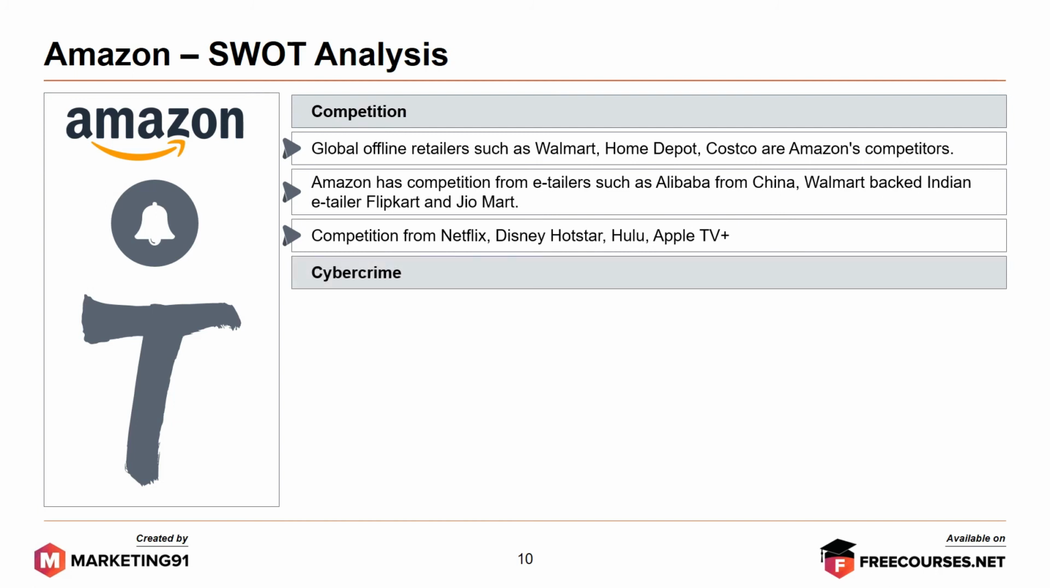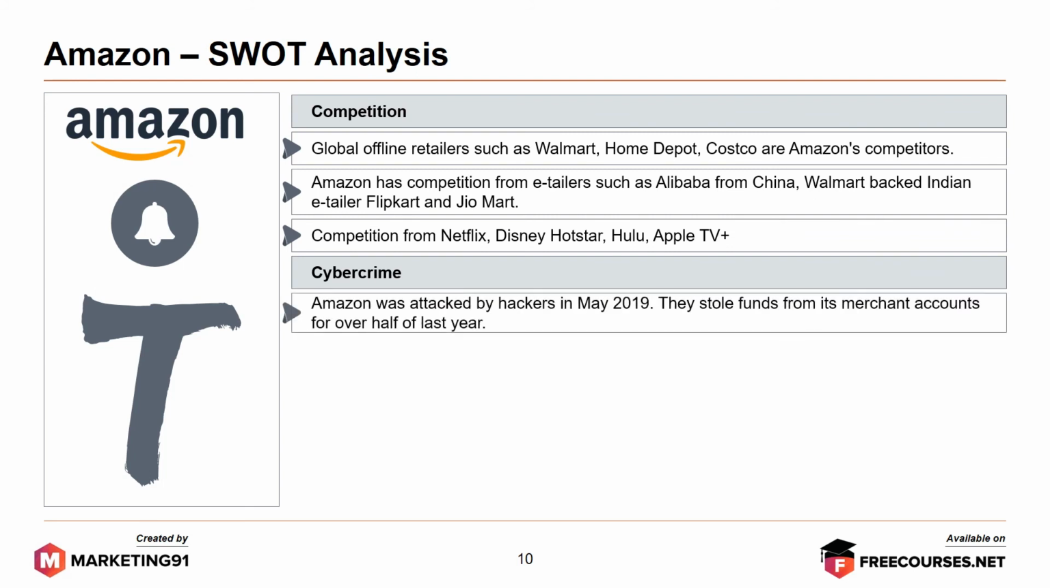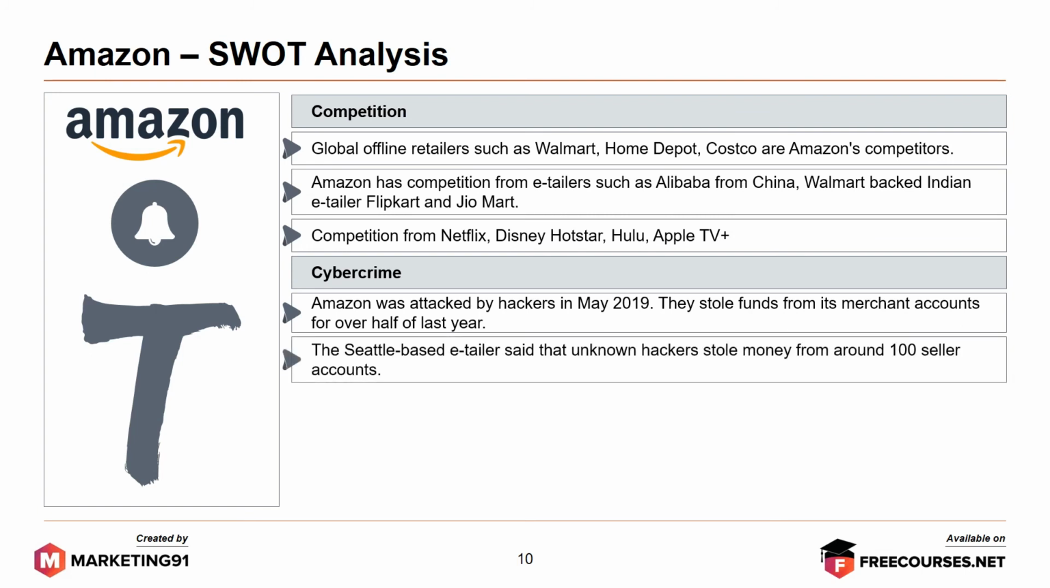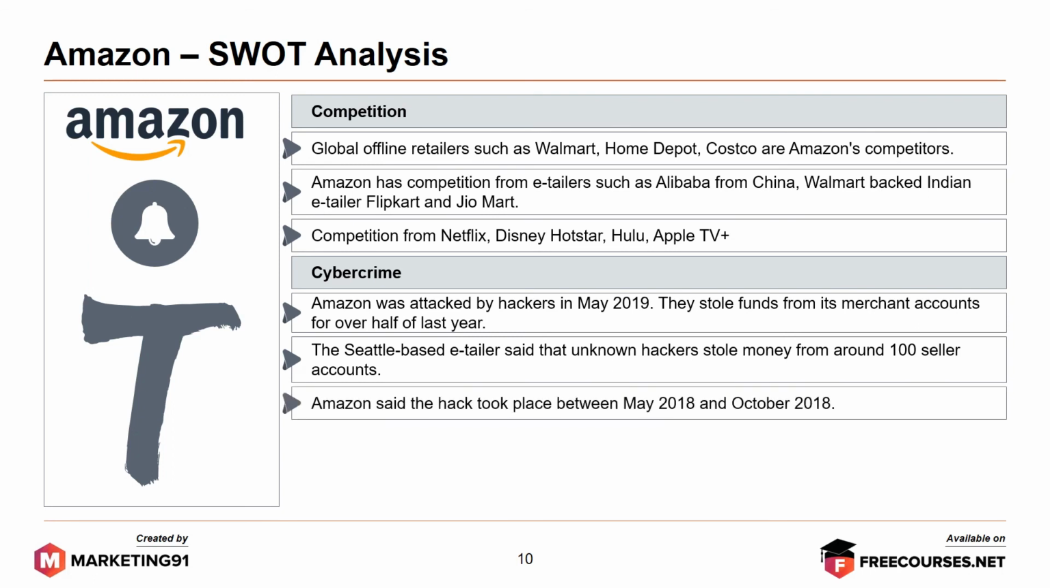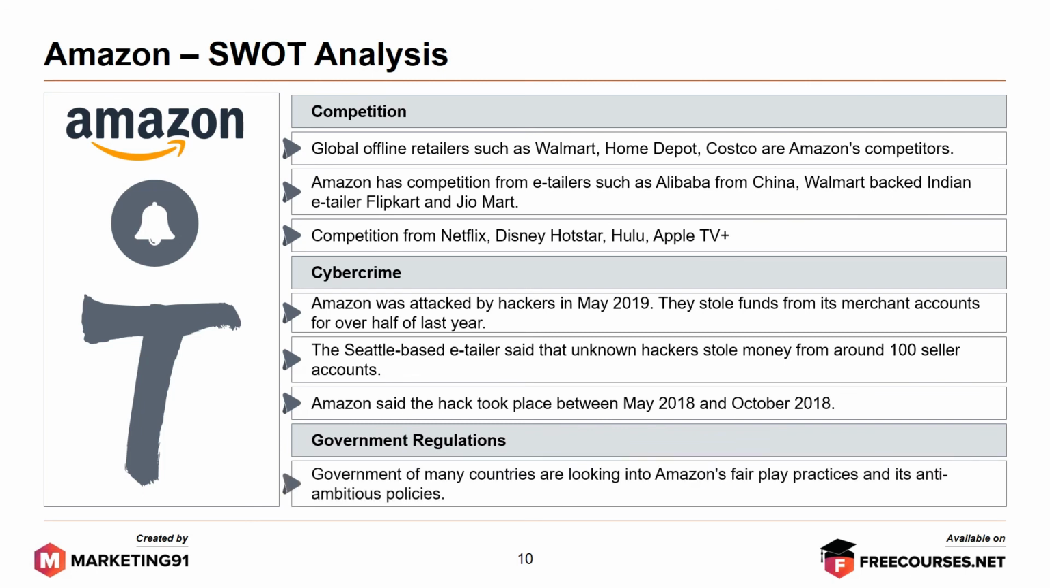The next threat, cybercrime. Amazon was attacked by hackers in May 2019. They stole funds from its merchants' accounts for over half of last year. The Seattle-based retailer said that the unknown hackers stole money from around 100 seller accounts. Amazon said the hack took place between May 2018 and October 2018. And finally, the threat of government regulations. Governments of many countries are looking into Amazon's fair play practices and its anti-competitive policies.